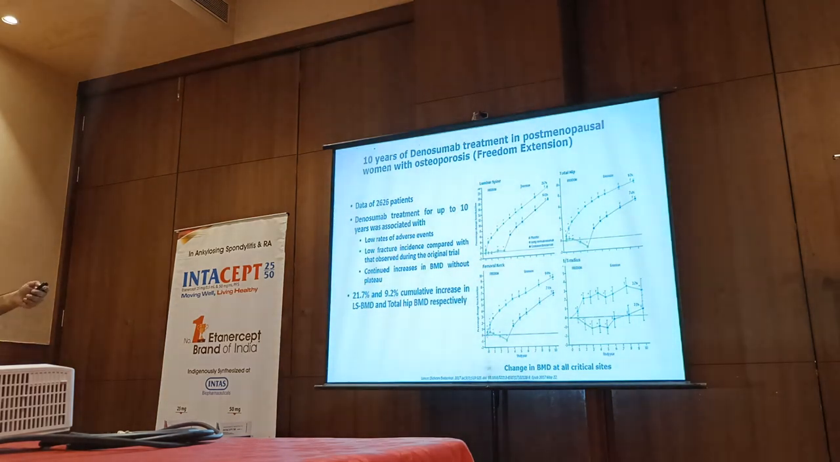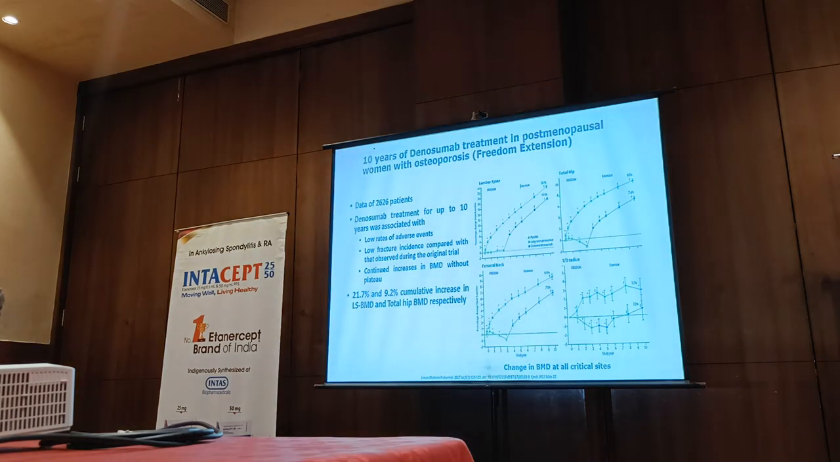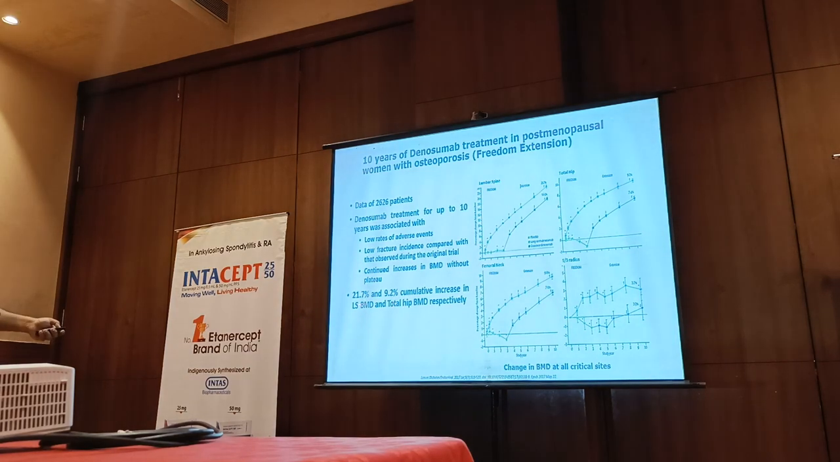So 10 years of denosumab treatment in postmenopausal women with osteoporosis, data from 2626 patients treated for 10 years, shows low rates of adverse events, which is very important, low fracture incidence and a continuous increase in BMD without treatment. So there were 21.7% and 9.2% cumulative increases in LS BMD and total hip BMD respectively. So bone mineral density in two weight bearing areas, the lumbosacral spine and the hip, increases. One is very significant, that is the lumbosacral spine, and also 9.2% in the case of the hip.